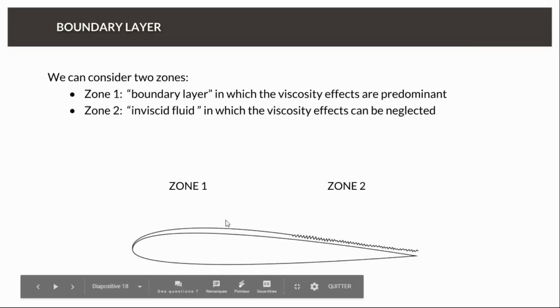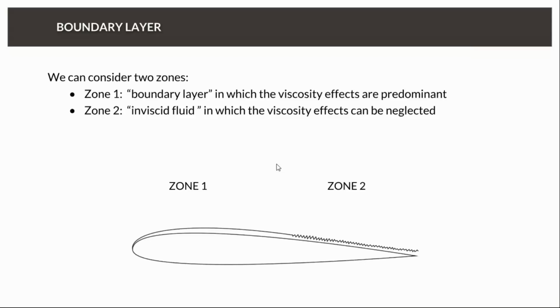And once we are out of the boundary layer, the speed has refound what it would be, not disturbed by the viscosity, but still disturbed by the presence of the body. So we have one zone that is the boundary layer, that will be here, and the second zone is outside this boundary layer, where we can almost consider that the viscosity is negligible. You see it here.